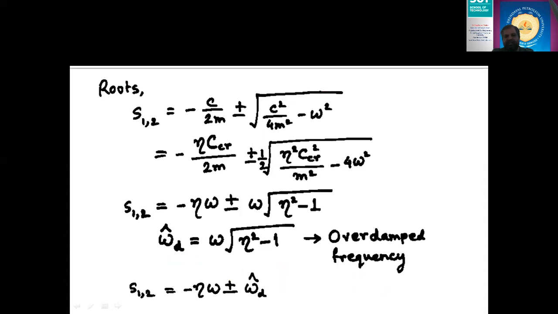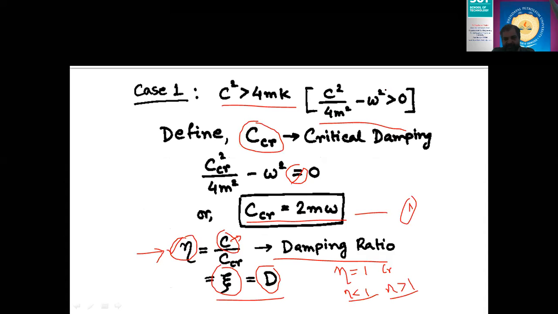So let us go to the original equation. If you see the original equation of S1,2, which are the roots, what we have defined is minus C by 2m plus or minus the root of C square by 4m square minus omega square. Now I am putting the value of C in this formula. So I am replacing C with the help of CCR from this equation.